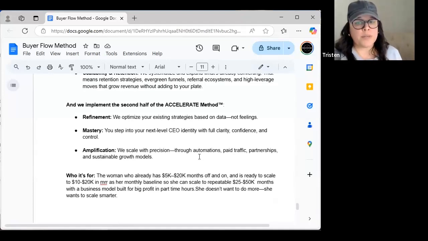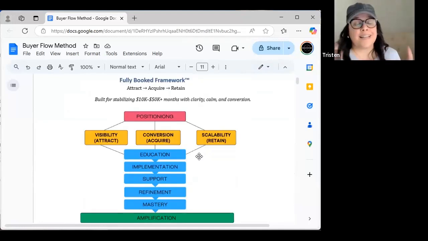This is for the woman who is making 5 to 10 to 20K months and is ready to scale her monthly recurring revenue base, not just her monthly income, but the baseline of 10 to 20K months for the next 6 to 12 months. And the engine, the system, the machine behind it all is the fully booked framework: attract, acquire, retain. This is the one that is built for stabilizing 10 to 50K months, even going beyond that.